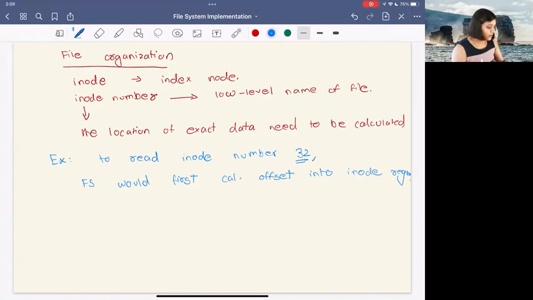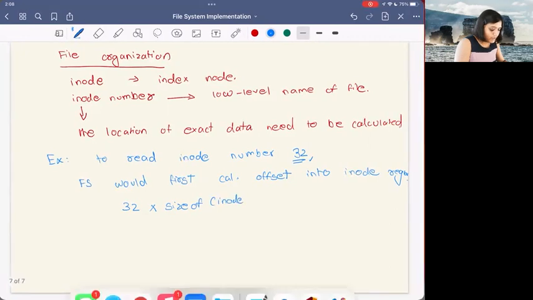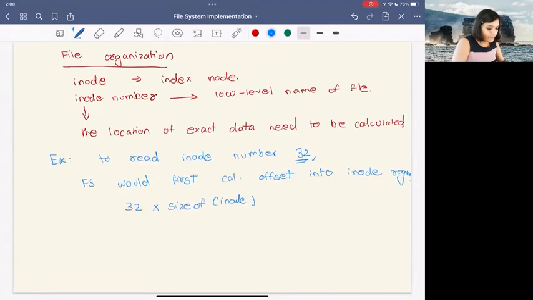So in order to go to this inode number 32, we could do a simple mathematical calculation, right? Like 32 multiplied by the size of the inode for the system. And let's say the size of the inode is 256 for us. So then it's 32 times 256. That would give us 8 kilobytes.